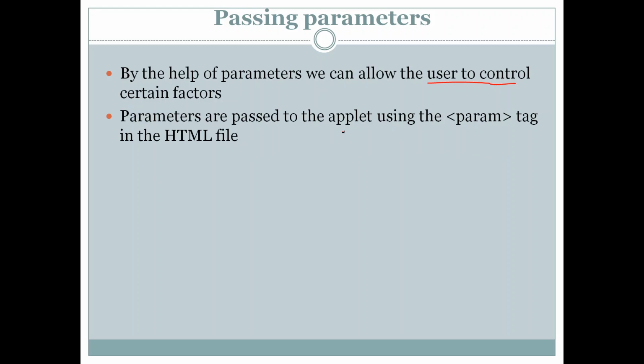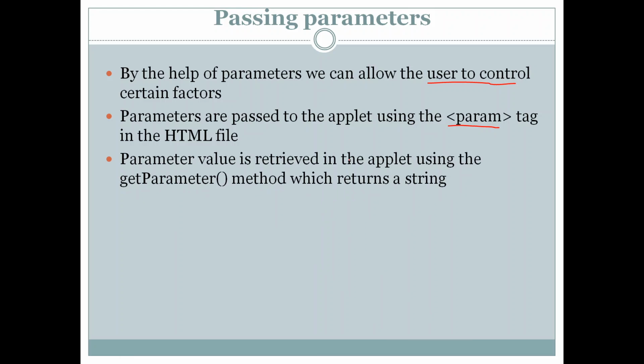Parameters can be passed to an applet by using the param tag. So we have to use a param tag in the HTML file to pass parameters. The parameter value is retrieved in the applet using the getParameter method, which returns a string. So we can pass a parameter by using the param tag from HTML, and the same parameters can be received in the program by using the getParameter method in Java.